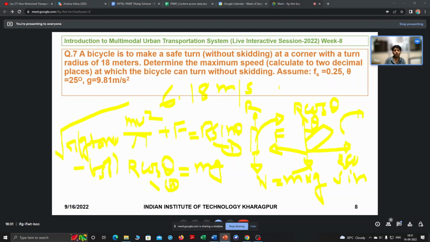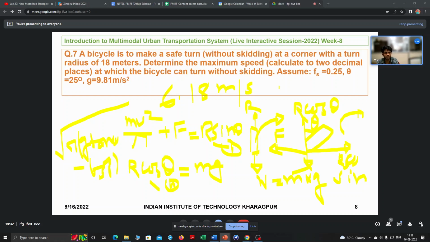So is it okay? Are you able to calculate, or do you have something to ask? Tell me. You should calculate and check whether I have done it correct or not, right? Sometimes there could be calculation mistakes, right? But I think I have done it correct, but still you are getting 9. Okay, then I should recheck, right? So the formula is root over rg into tan theta minus fs. You can calculate also, right? Once you calculate also, we will come to a general agreement, right?